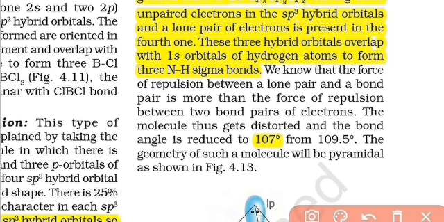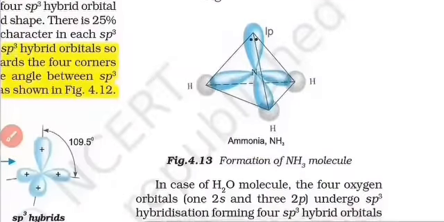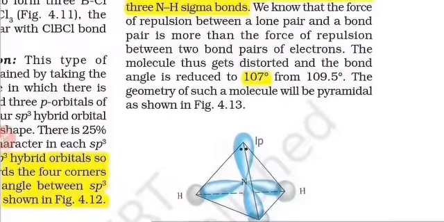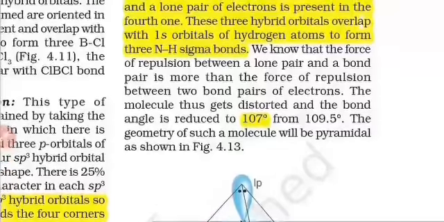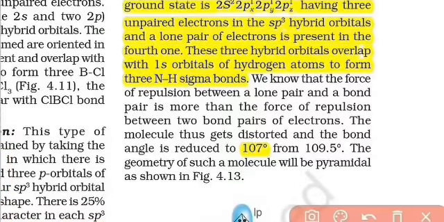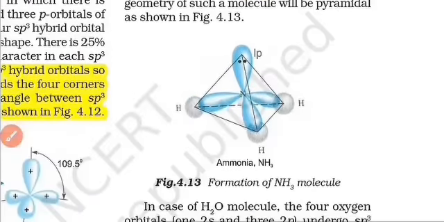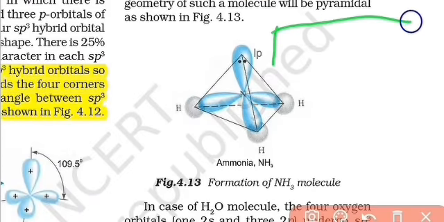This is its excited state configuration also, means s orbital contains 2 electrons and all the 3p orbitals contain 1 electron. After this, all these 4 orbitals overlap with each other as we have discussed for methane, and we get 4 hybrid orbitals of same energy. Now in this case, one hybrid orbital contains 2 electrons.